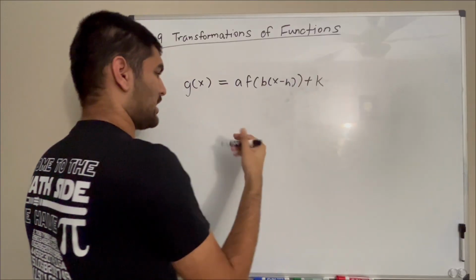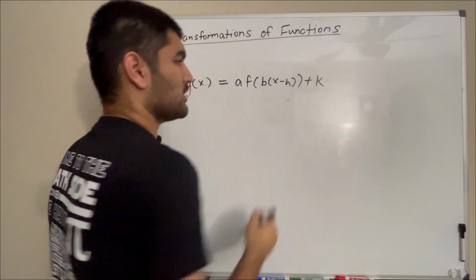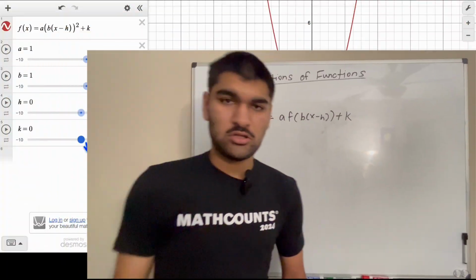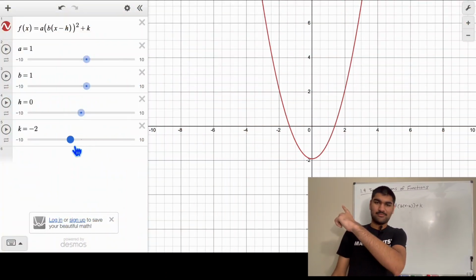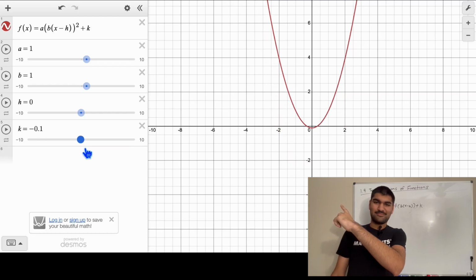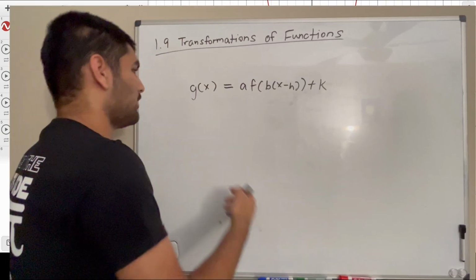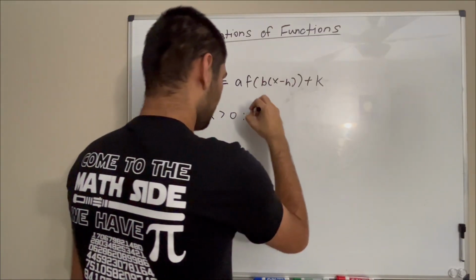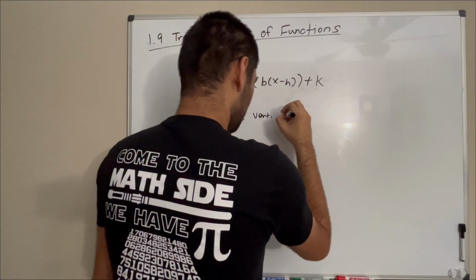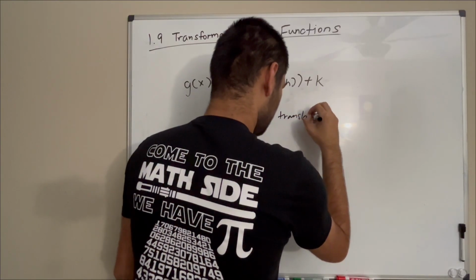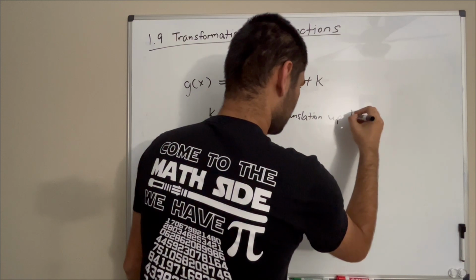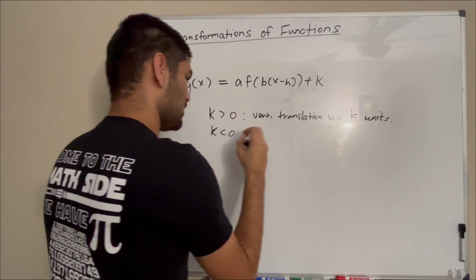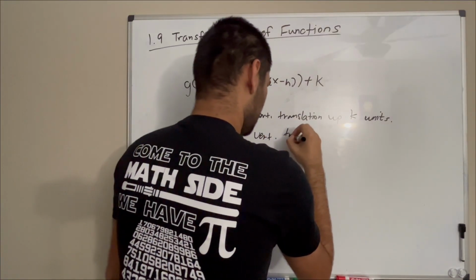So first, let's start with what k means. So k is a vertical translation, right? So vertical translations look like this. Basically, if k is greater than 0, then you have a vertical translation up k units. And when k is less than 0, you have a vertical translation down k units.